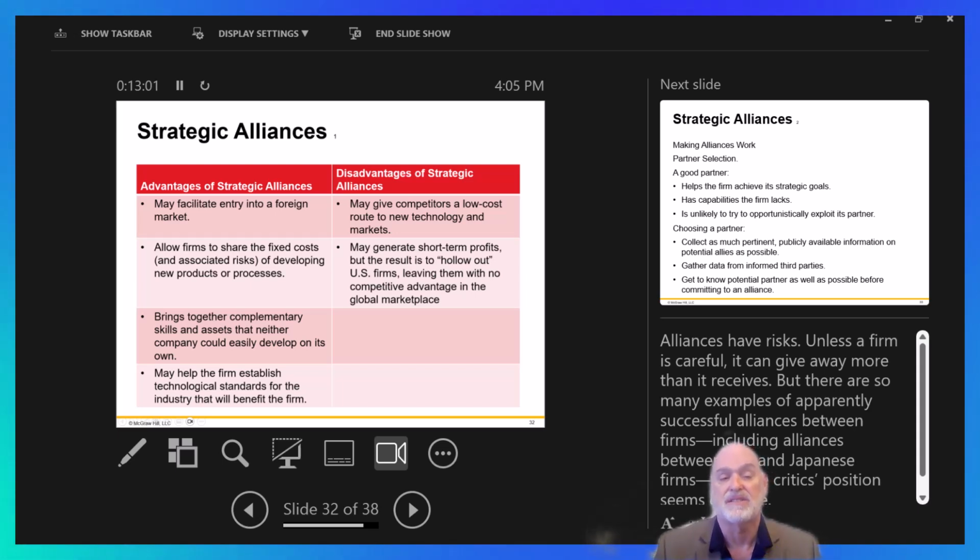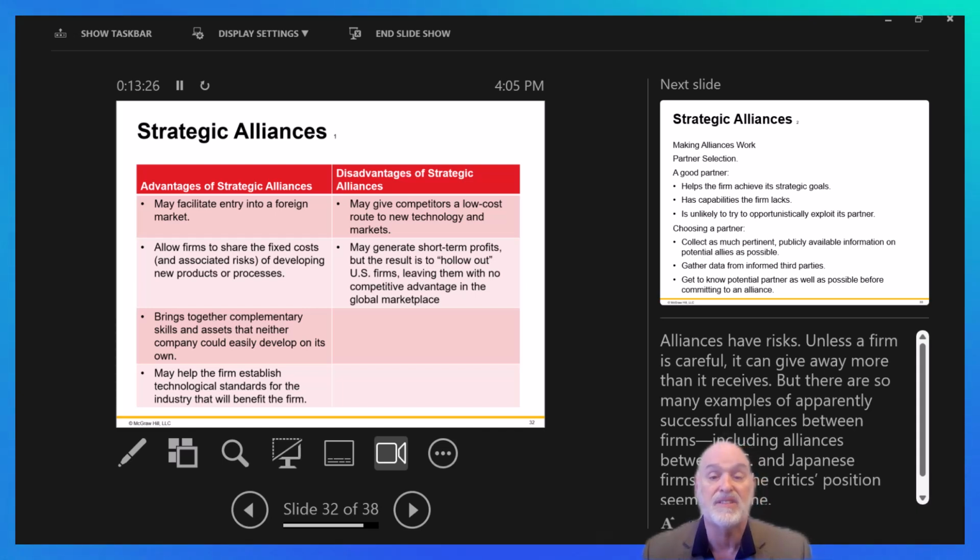Strategic alliances. Advantages of strategic alliances include facilitating entry into a foreign market, and allowing firms to share fixed costs and associated risks of developing new products and processes. It brings together complementary skills and assets that neither company could easily develop on their own, and may help the firm establish technological standards for the industry that will benefit the firm.